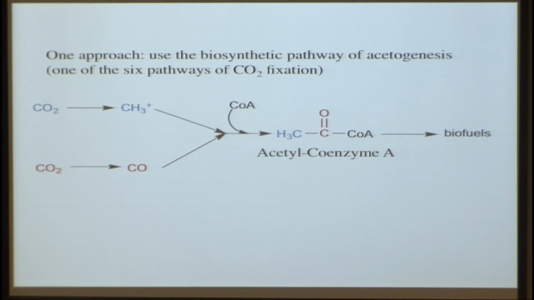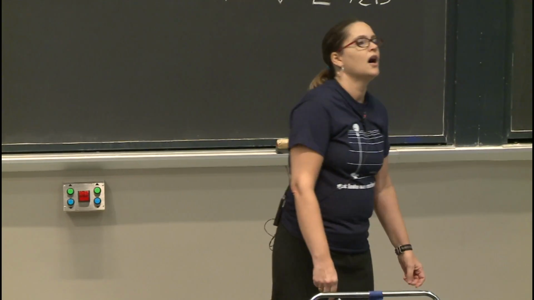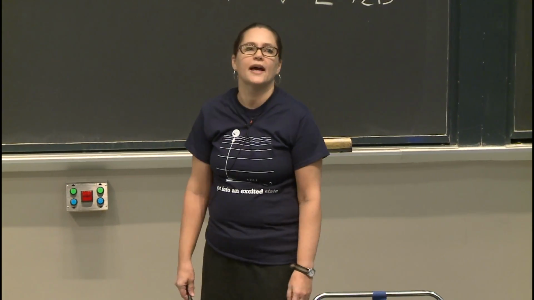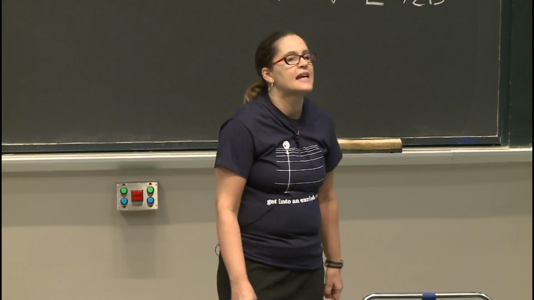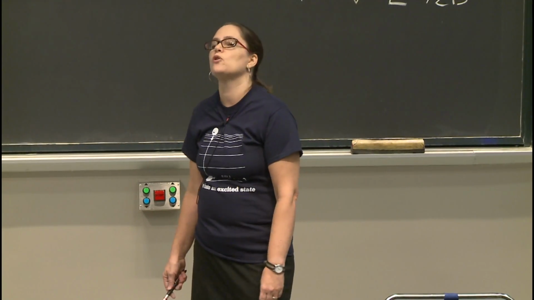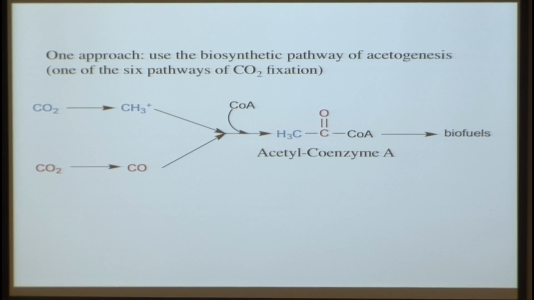but Mother Nature. And so we look to Mother Nature and we look to some of the most intelligent life forms I know, which are microbes and bacteria. Oh man, can they do amazing chemistry that we cannot do. They are fantastic chemists, these little microbes. So one approach is to look at a microbe that does a process called acetogenesis, and that is one of the 6 known pathways of CO2 fixation.